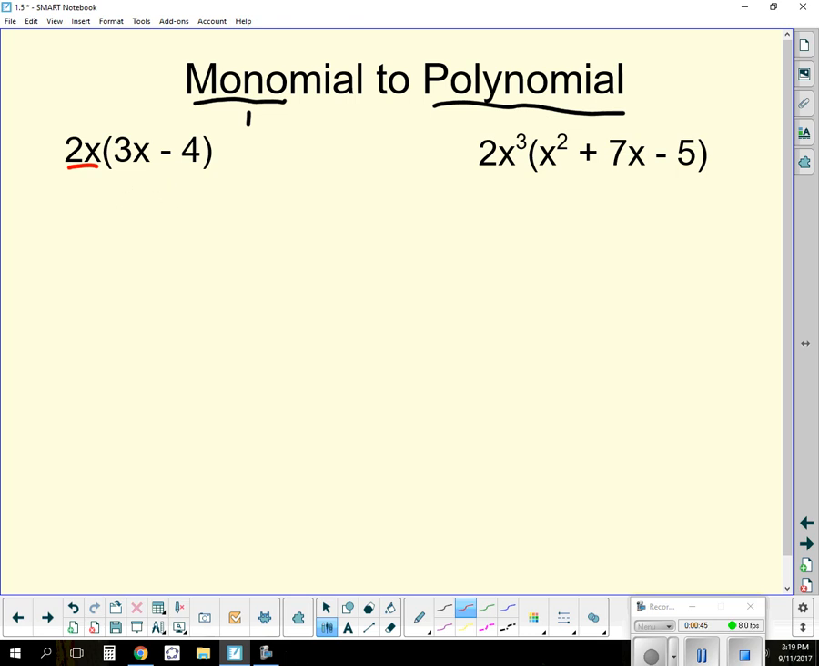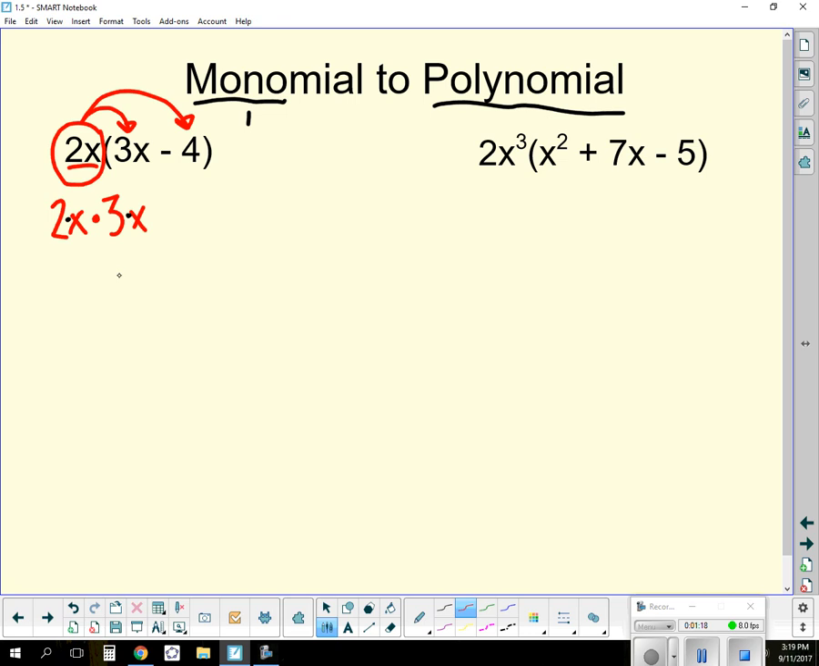And all it is is distributive property. It looks just like the distributive property we were doing in section 1.3. It's just now you're distributing something with a variable in it. So 2x is going to get multiplied by 3x, and it's going to get multiplied by negative 4. So 2x times 3x. What operation is really between the 2 and the x? It's just multiplication as well.